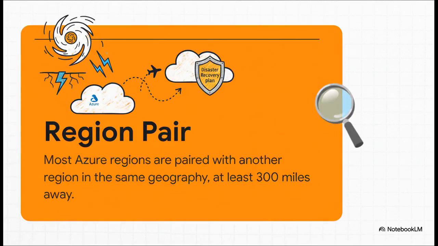But what happens if something truly catastrophic happens? A disaster like a hurricane or an earthquake that takes out the entire city. That's where region pairs come in. See, Azure pairs most regions with another one that's at least 300 miles away, but still in the same general geography. This is your plan B, your big-time disaster recovery plan.